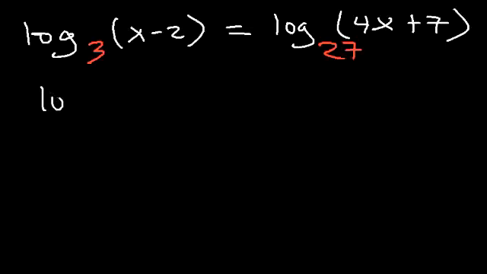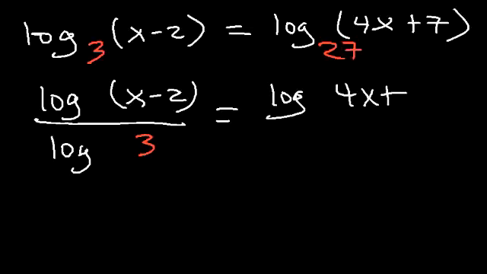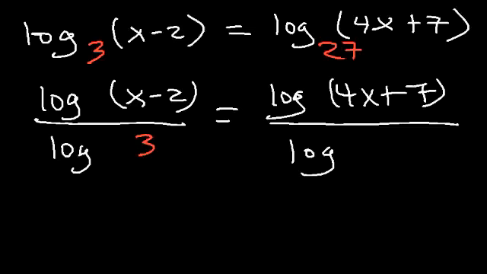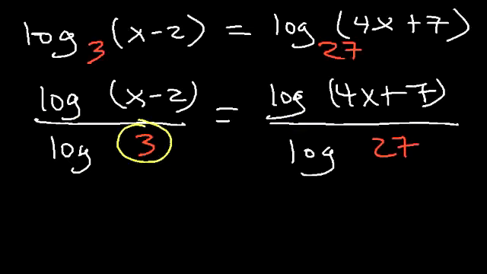On the left, it's going to be log x minus 2 divided by log 3. Now, we'll choose the base later, but let's just write it out for now. On the right side, what we have is log 4x plus 7 divided by log 27. Now, we need to choose a number in which the bases will be the same, and we can reduce these two logs into a number. So what number goes into 3 and 27? The answer is 3. So every base, we're going to change it to base 3.